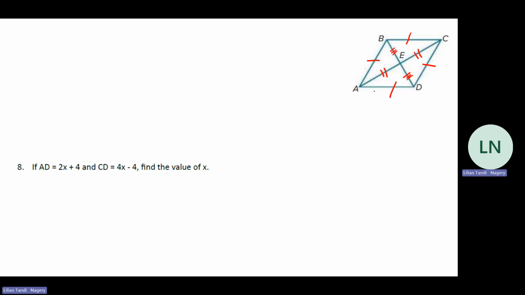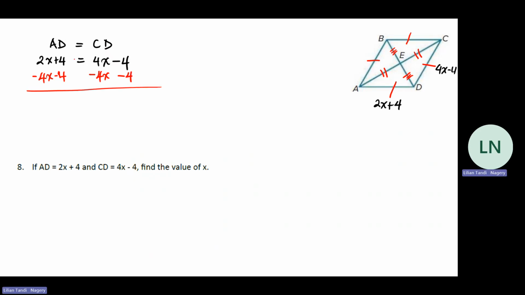So AD, which is this one here, is 2x plus 4. And CD is 4x minus 4. They have the same mark, so that means they are equal. So we will write here, AD equals CD. So this will be 2x plus 4 equals 4x minus 4. Okay, so move your x to the left and move your constant to the right.